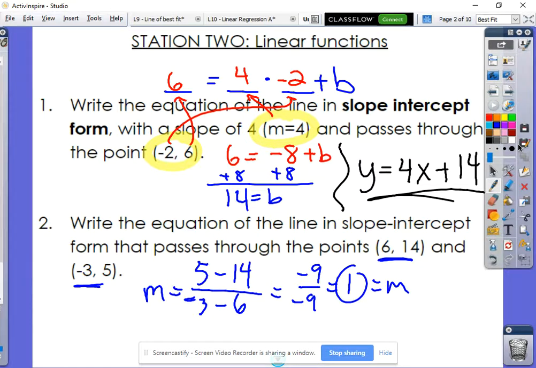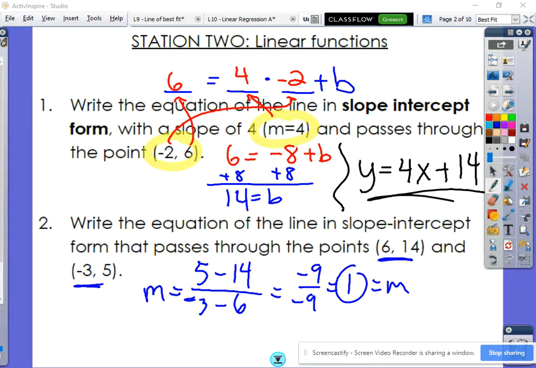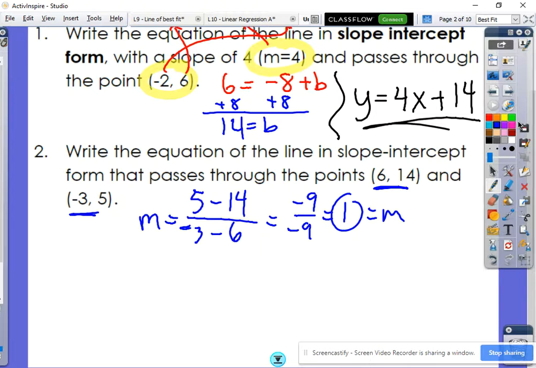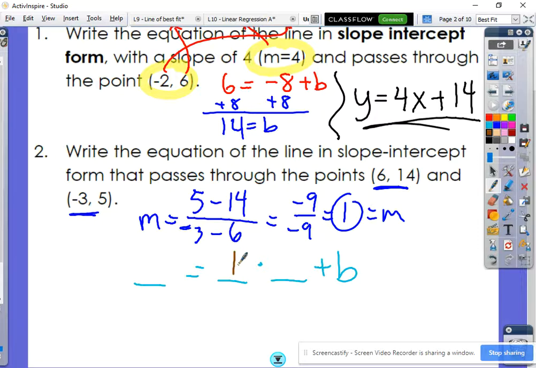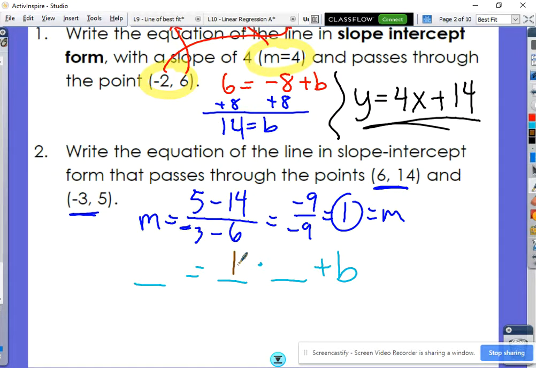You can choose either one of these points to plug in to the blank equals blank times blank plus b. So same process as number 1. Just plug in your values. You'd plug in the 1 here. And if I chose the -3, 5, that's 5 and -3. Solve for b, and then give me your equation.